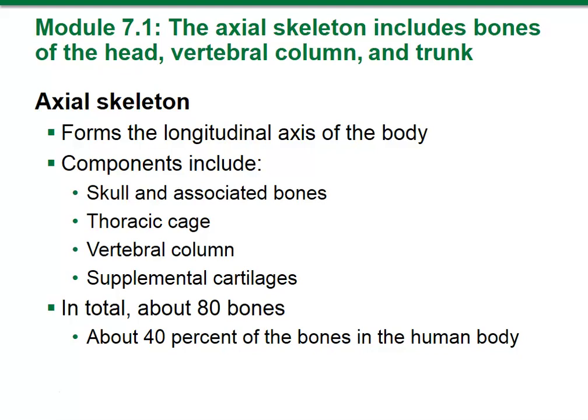Okay. So again, axial forms a longitudinal axis of the body. So this is the skull and associated bones. It includes the thoracic cage. It includes the vertebral column, and also any of the cartilages that are involved. So there's about 80 bones in the axial. This is about 40% of the bones in your human body, as opposed to your other body.